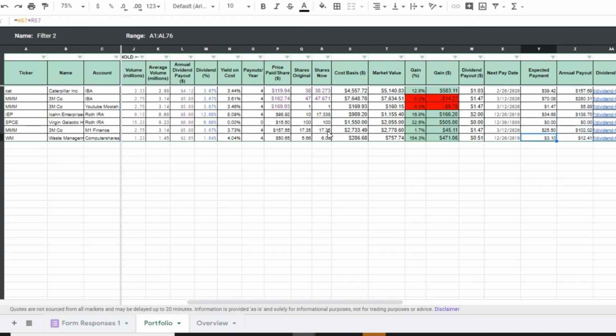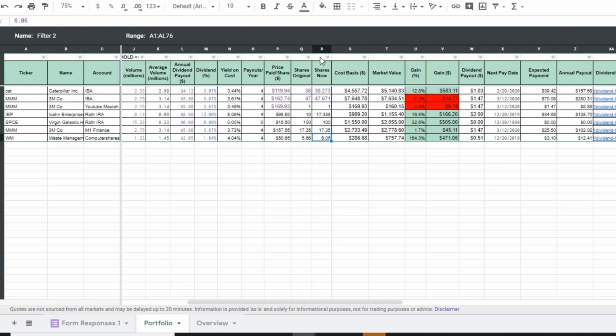Then you have Waste Management as well. A relatively small position in the Computershare account. I believe I only have 6 shares, and it's gone up 160-something percent since I bought it. And believe it or not, just off 6 shares, I've made just under $500 in terms of dividends. Gotta hold this one for the $500 in terms of gains. Gotta hold this bad boy for the dividends in the long term.